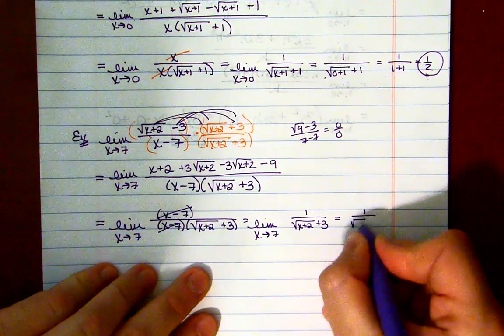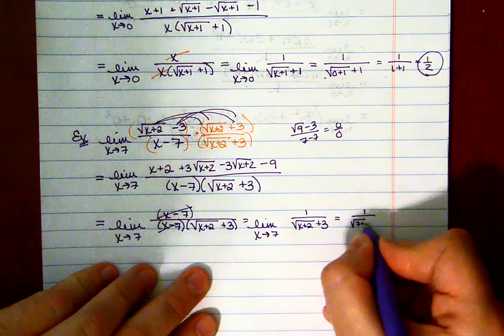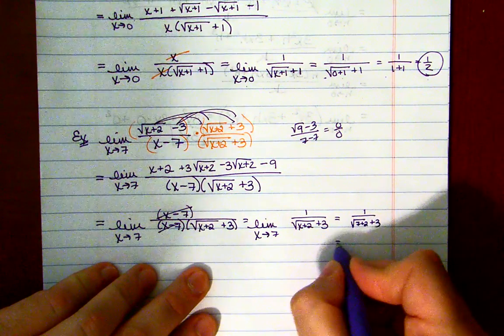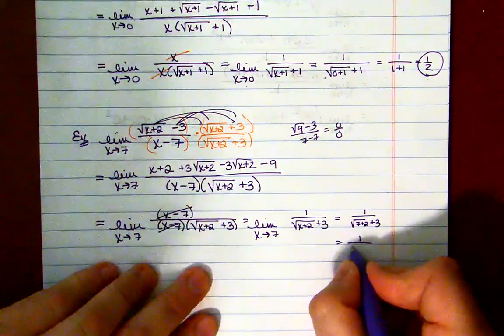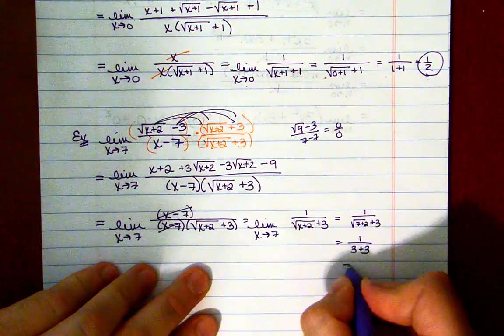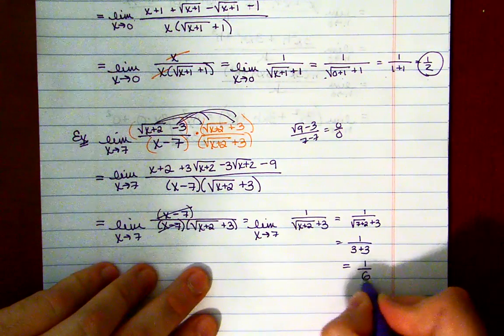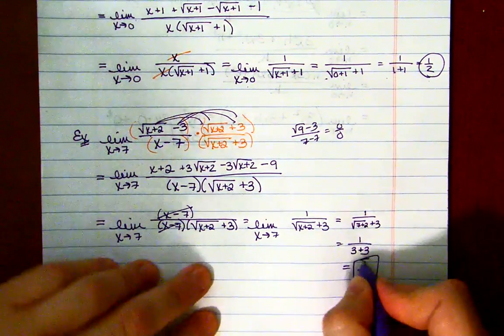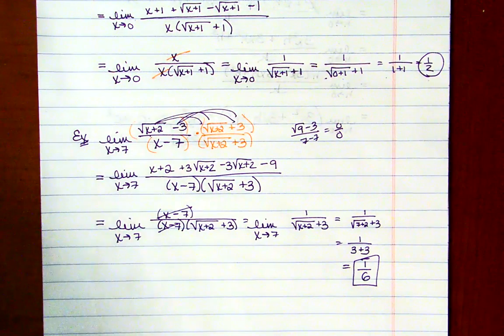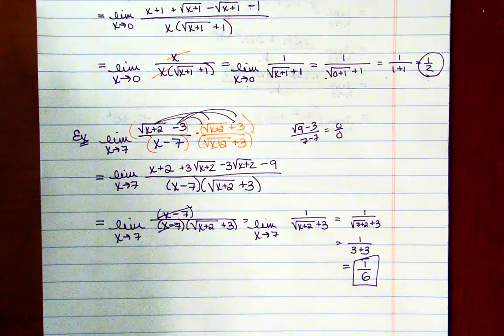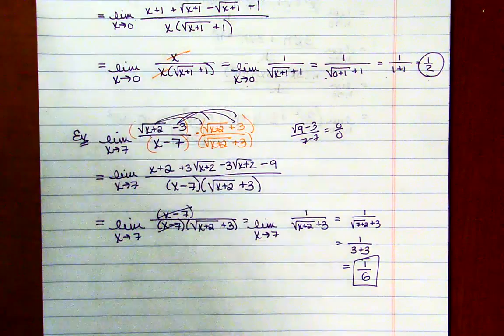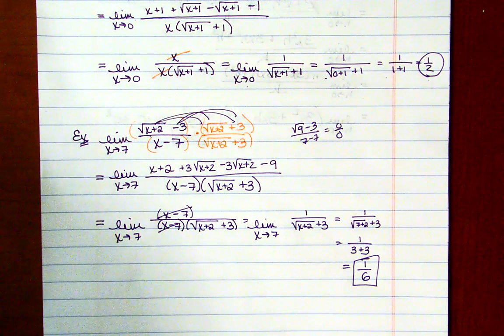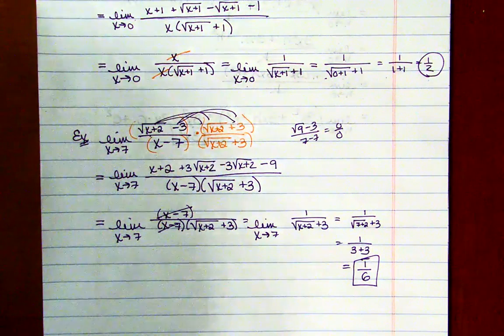1 over square root of 7 plus 2 plus 3. This is 1 over square root of 9. That's 3, 1 over 3 plus 3. Just like one of the problems last time, don't tell me 1/9, tell me 1/6 for an answer over there. And this is our second method, rationalize the numerator. And the big clue that you're going to have to use this method is you see square roots in the problem.